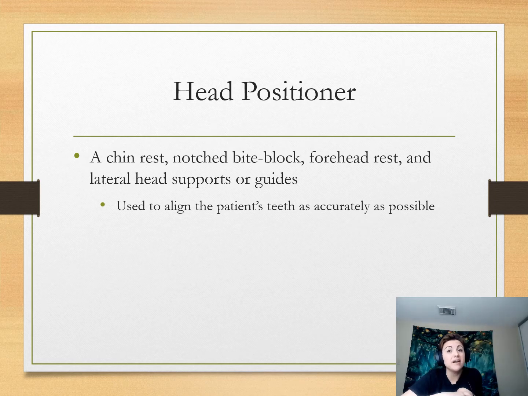It's notched. It's very important that when you have your patient bite down onto the bite block, their front teeth, their four central incisors, all bite into that little notch. That will make sure that your patient is not too far forward or too far back.